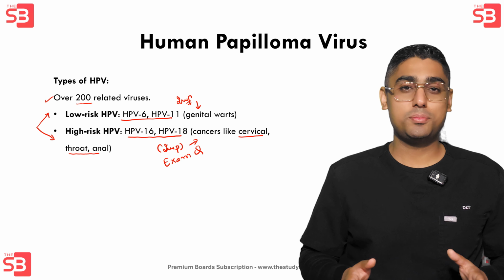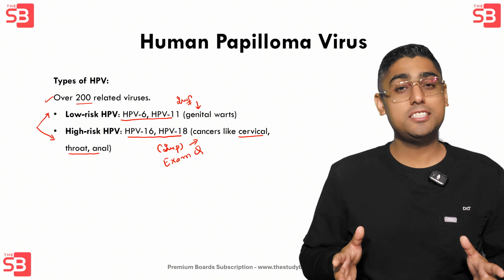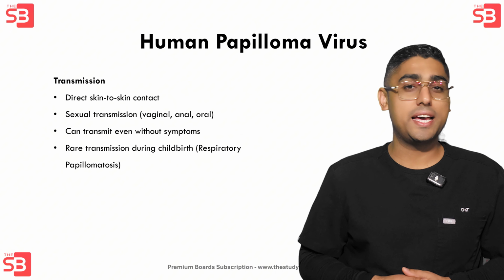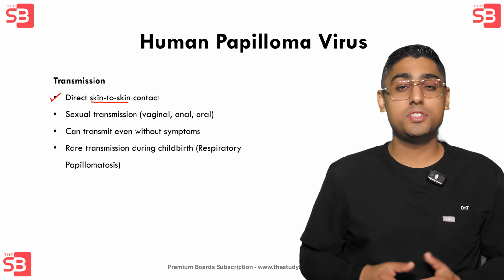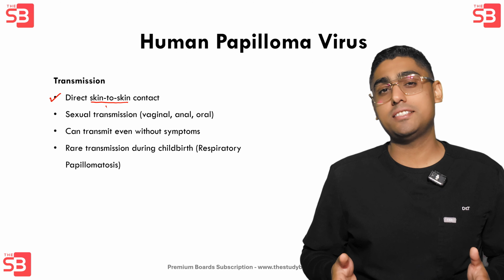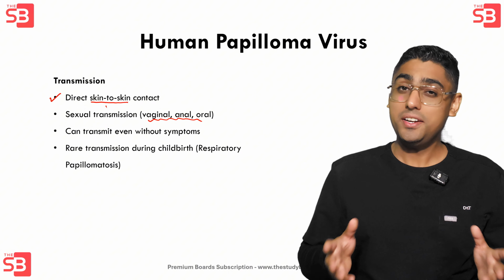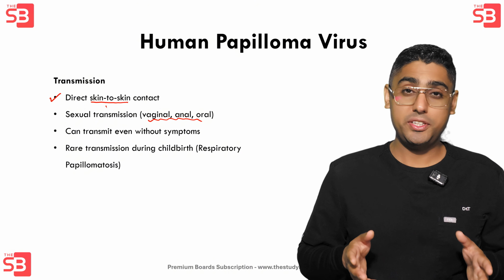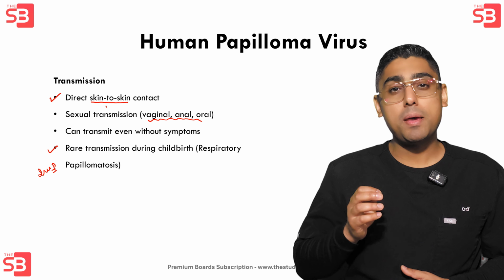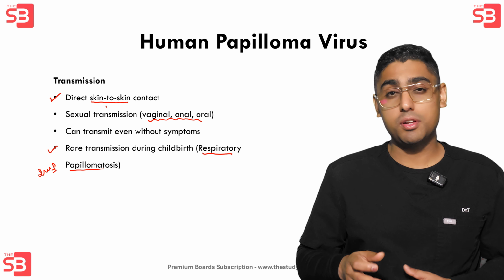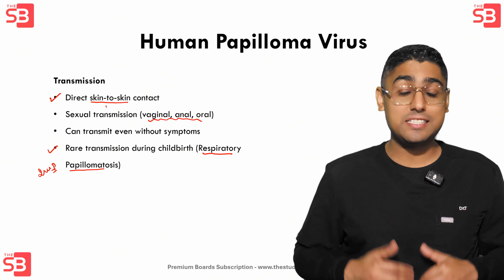Let's talk about the transmission now. HPV is primarily transmitted through direct skin-to-skin contact. And most commonly, it spreads through vaginal, anal, or oral sex with an infected partner. And in rare cases, a mother can pass HPV to her baby during childbirth, which may cause respiratory papillomatosis, a condition where warts grow in the infant's airway.